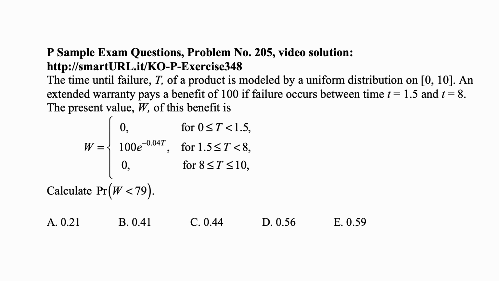Here's a problem for today for exam P on probability. The time until failure, T, of a product is modeled by a uniform distribution on 0 to 10. An extended warranty pays a benefit of 100 if failure occurs between time t equal to 1.5 and t equal to 8. The present value W of this benefit is 0 for t between 0 and 1.5, 100 times e to the minus 0.04 t for t between 1.5 and 8, and 0 for t between 8 and 10. Calculate the probability that W is less than 79.